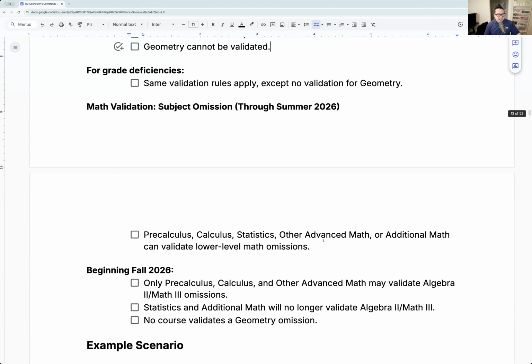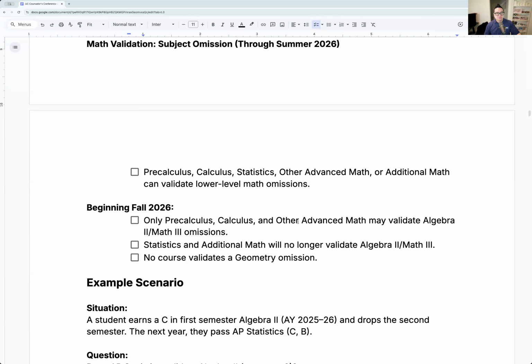For now, pre-calc and stats can override anything, but starting in fall, only these math courses will validate algebra classes. Stats will no longer validate algebra 2. So those who skipped algebra 2, went to stats, and it counted back for you, we won't do that anymore.